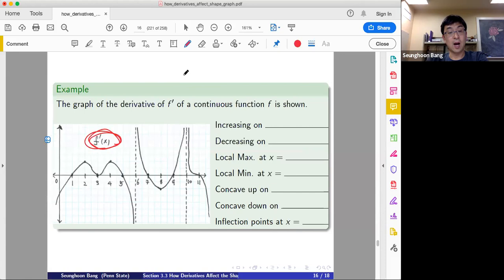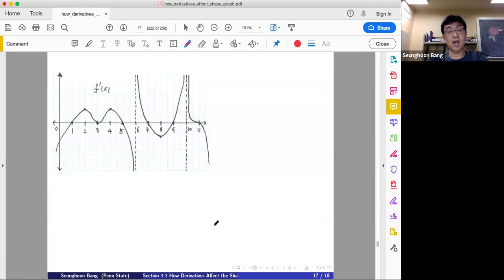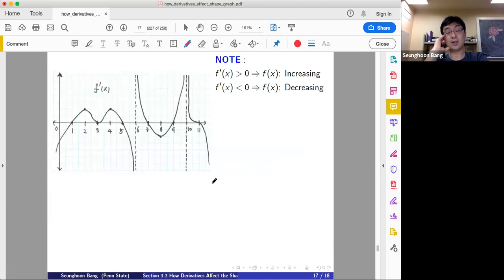Here, we think about the first problems first: increasing, decreasing, local maximum, local minimum. You can think about concave up, down, and inflection point later. How can we check increasing, decreasing, local maximum, local minimum? I want to use the increasing/decreasing test. Can you remind me? If f prime of x is greater than 0, f of x is increasing. If f prime of x is less than 0, f of x is decreasing.